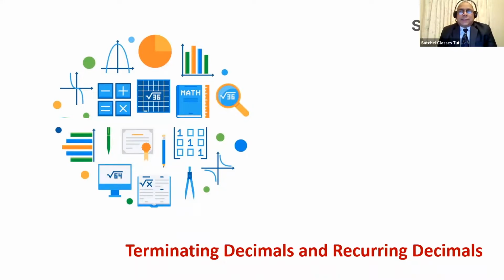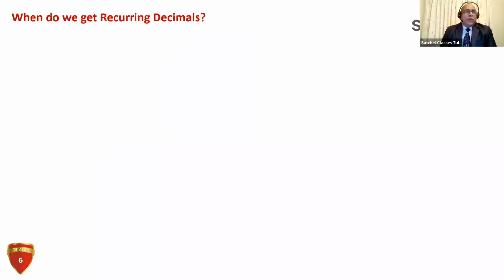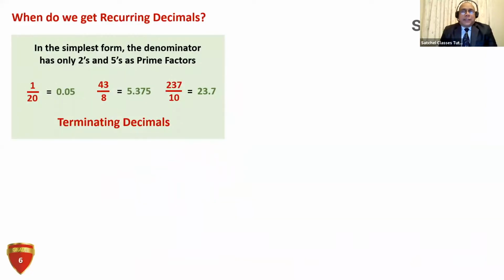What are terminating decimals and recurring decimals? When do we get them? If you remember from the earlier session, if the denominator of a fraction in its simplest form has only prime factors 2's and 5's, we'll end up getting terminating decimals. For example, 20 consists of 2's and 5's, right? It's 2 squared times 5. So that's why we get a terminating decimal. 1 over 20 is 0.05. So it terminates at 5.